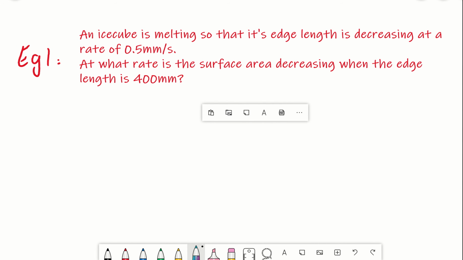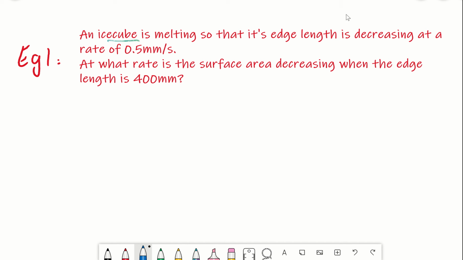So we've got an ice cube. So first thing I'm thinking about, okay, I got a cube. And it's melting so that an edge length is decreasing at a rate of 0.5 millimeters per second. At what rate is the surface area decreasing when the edge is of length 400 millimeters?